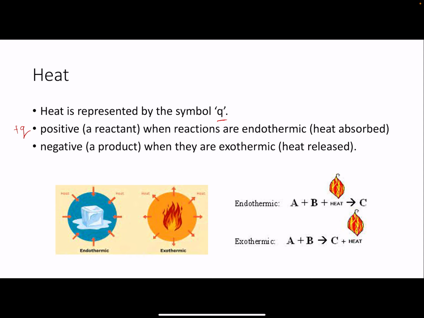That means a reaction absorbs energy, and we call it endothermic. An example of that is an ice cube. When an ice cube melts, it's absorbing heat from the surroundings, causing it to melt.